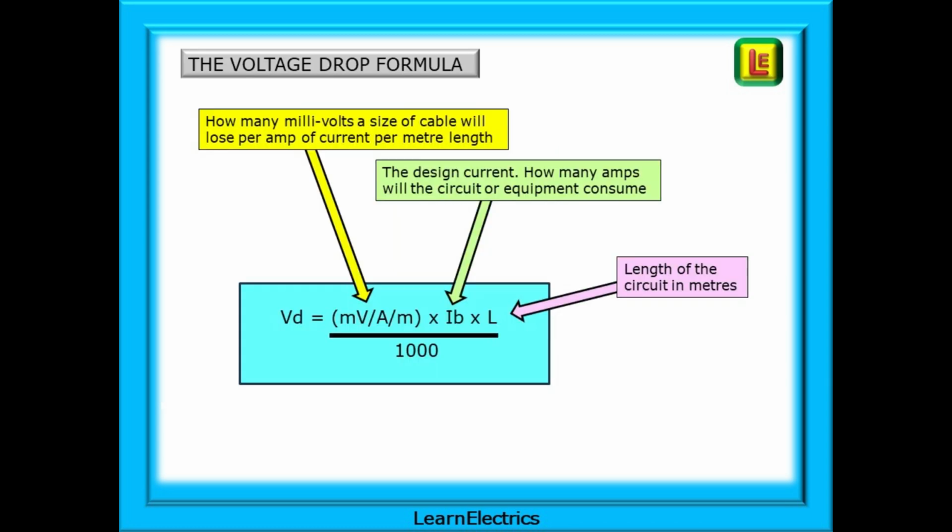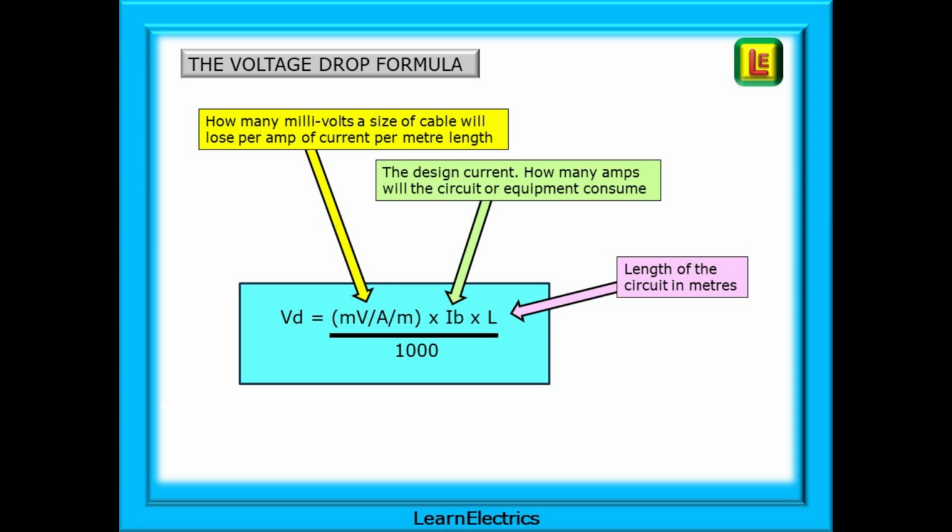This is the standard voltage drop formula, and we have other videos on this going into very great detail. We've shown here what each of the symbols means as a reminder. We need to know how many millivolts a certain size of cable will lose per amp of current flowing through it for every meter length of the circuit. Then the design current. This is how many amps the circuit or equipment will consume when switched on, and the length is the meters from end to end of the circuit.